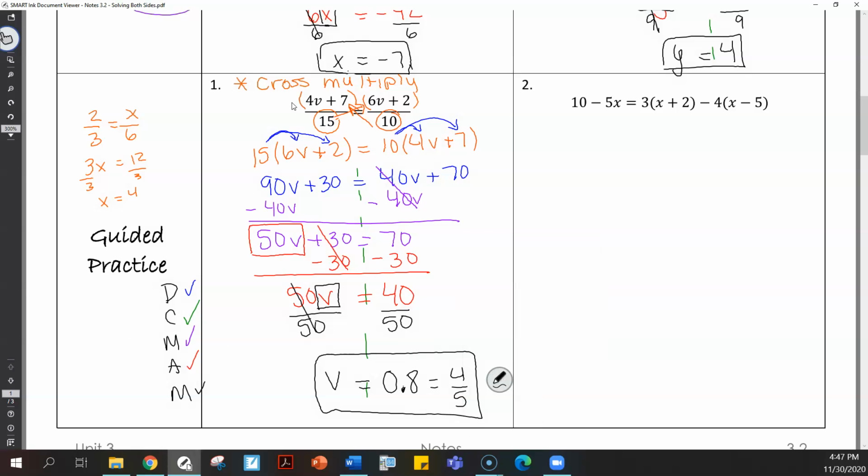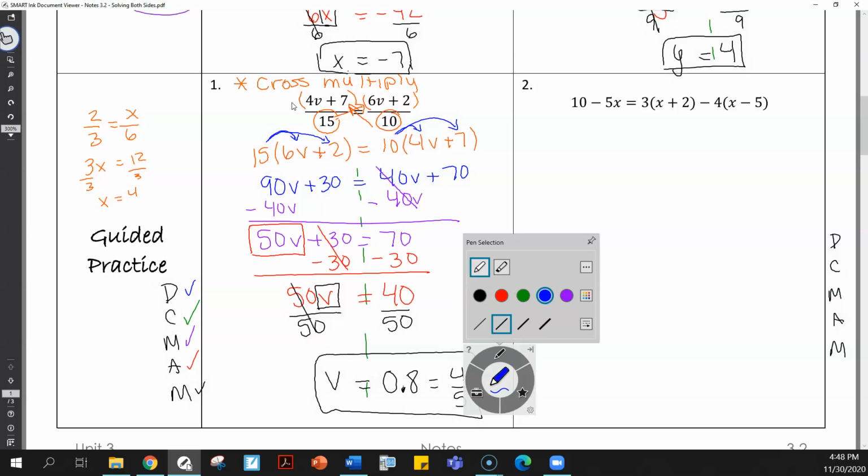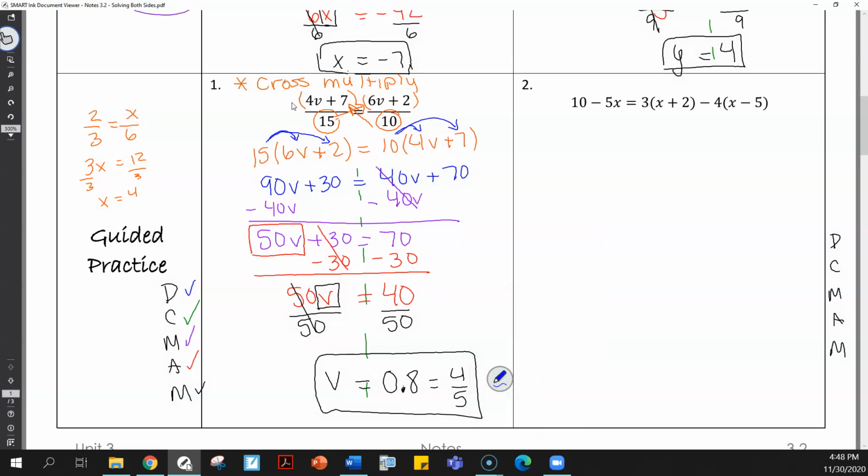Again, I'm following don't call me after midnight. You definitely don't have to write this out every time you do a problem, but I find it helps keep me on track in terms of the steps that I'm doing. So D stands for distribute. I know I have to distribute here because I have parentheses here and here. 10 minus 5x stays the same. 3 times x is 3x. 3 times 2 is 6. And that 6 is positive, so it's going to be 3x plus 6. Then I distribute again. Negative 4 times x is negative 4x. Negative 4 times negative 5 is positive 20.